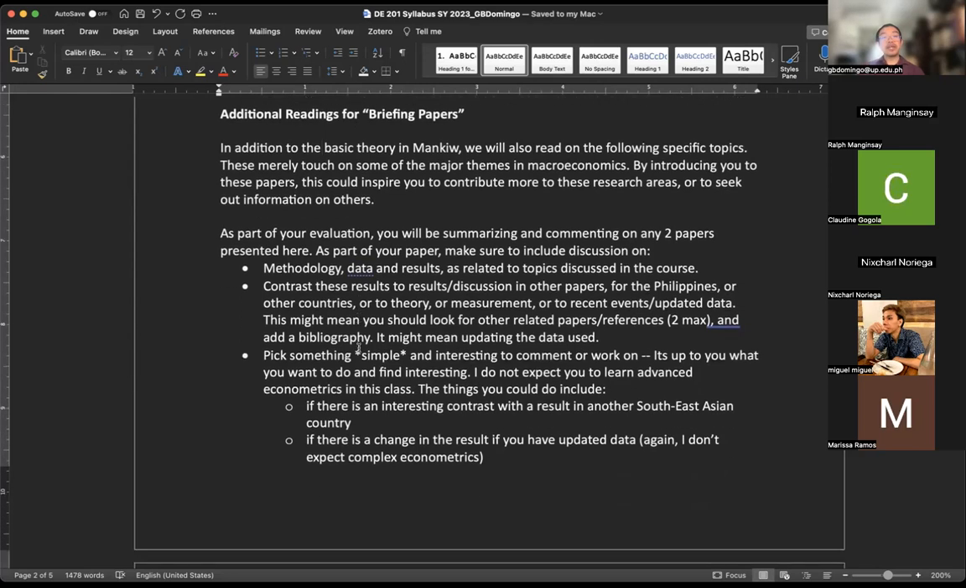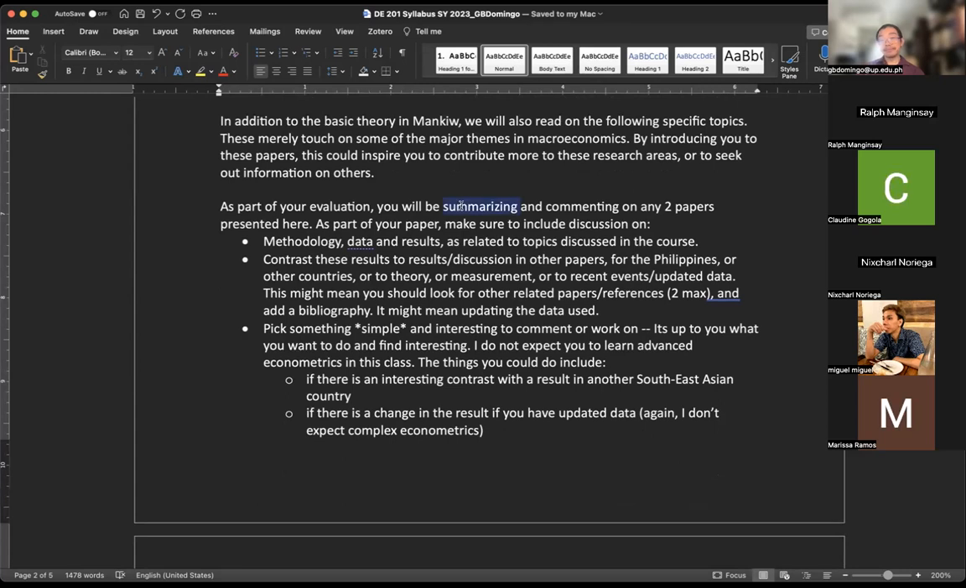Now, as part of your evaluation, you must summarize the paper, number one, and then comment on any two papers. As part of your paper, make sure to include as your comment or discussion the methodology, data, and results as related to the topics in this course. So kaya ako sinama yung mga papers na yun is because those papers relate to the topics in this course. And that's why these topic areas will be related to the broad topics that ManQ talks about.